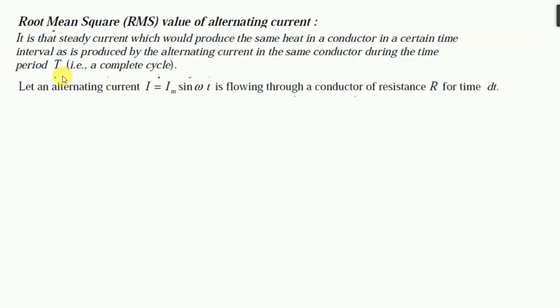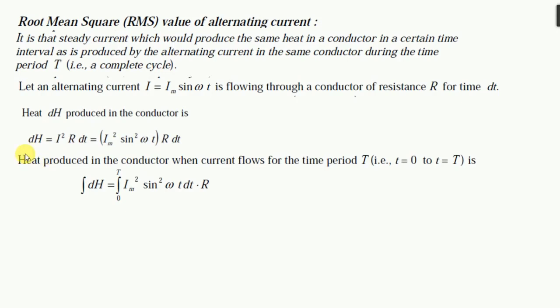So now let's derive the relation. So we are considering the AC current, I is equal to Im sin omega t. Im is the peak value and it is flowing through the resistance R for time dt, and this time dt is very small. Now the heat produced during the small time dt is given by dH is equal to I square R dt. This is Joule's law of heating. Now I'll put the value of I from here. So this will be Im square sin square omega t.